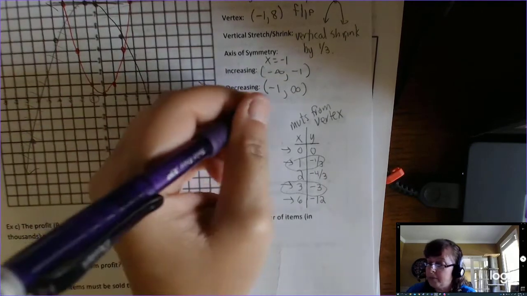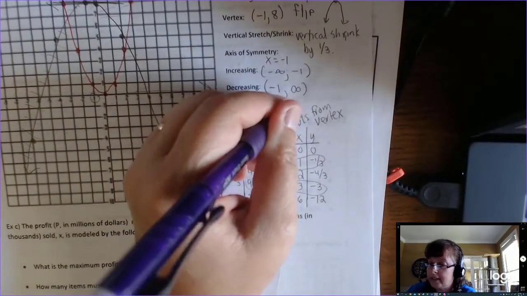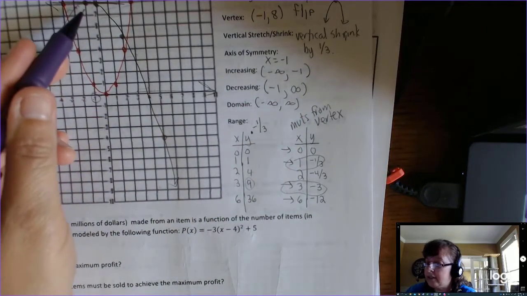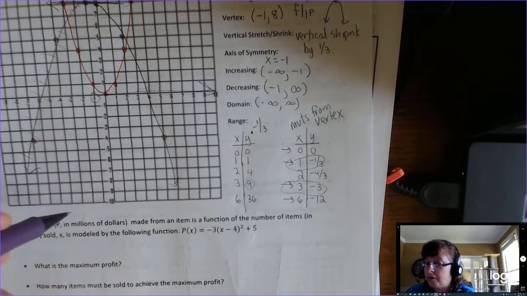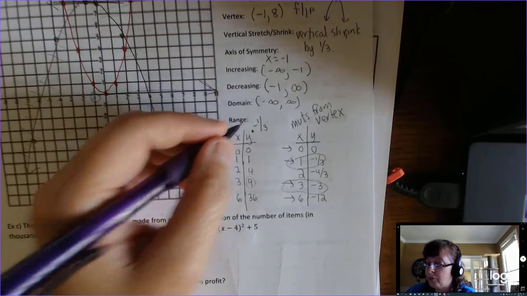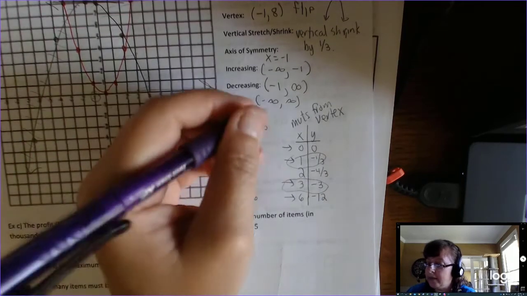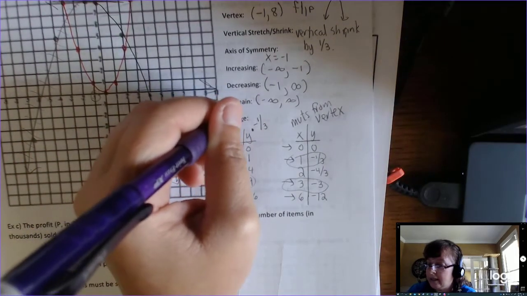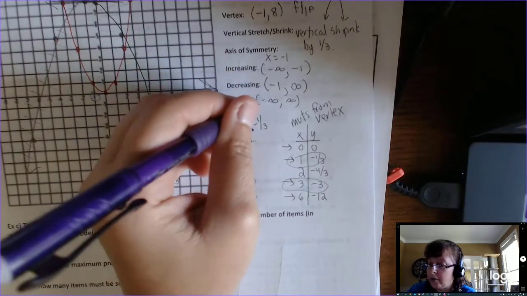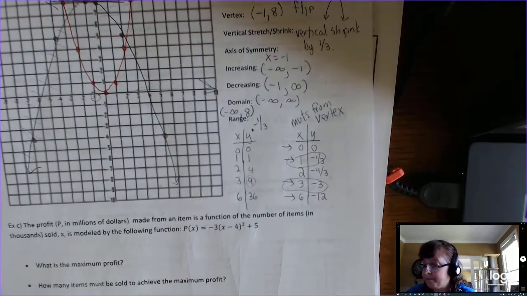The domain would be all real numbers, and the range, it's got to start from the lowest to the highest. So the range goes from negative infinity all the way up to the y-coordinate 8.